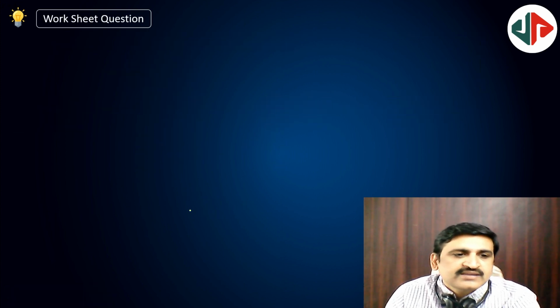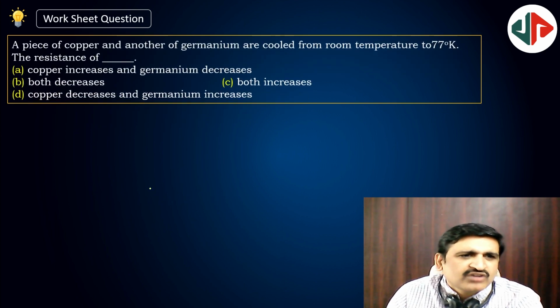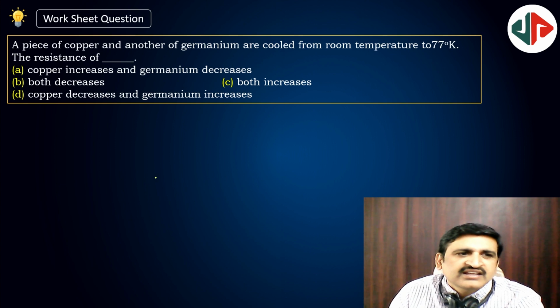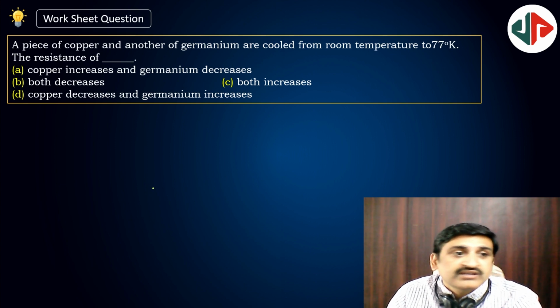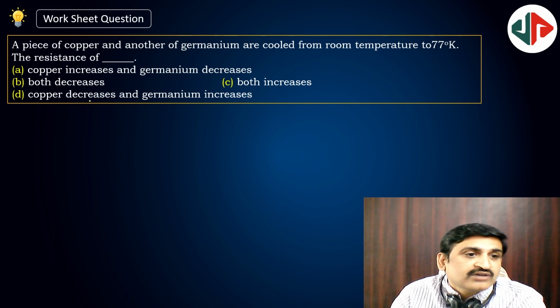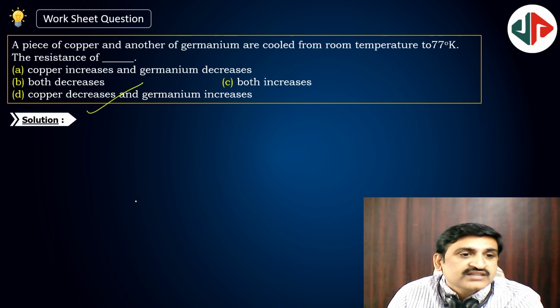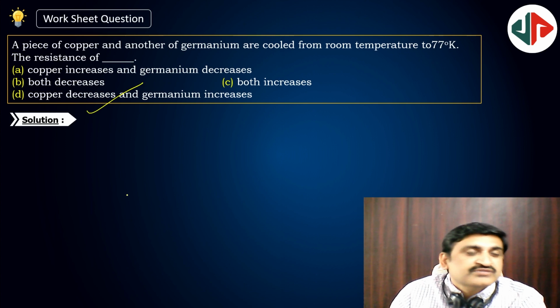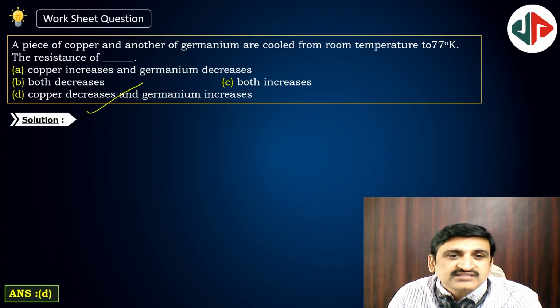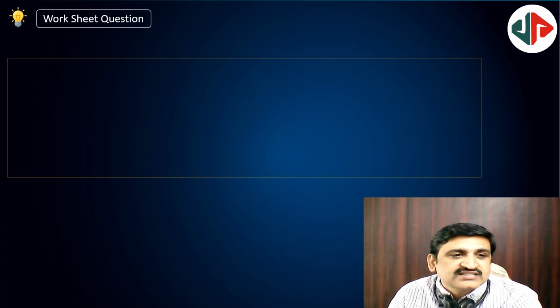Option C. A piece of copper and another of germanium are cooled from room temperature to 77 K. The resistance of germanium increases and copper decreases. Copper decreases, germanium increases, because semiconductors are absolute resistances at 0 Kelvin. So as you decrease the temperature, the resistivity increases.